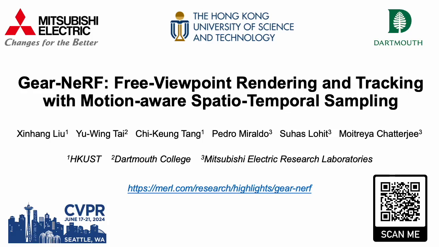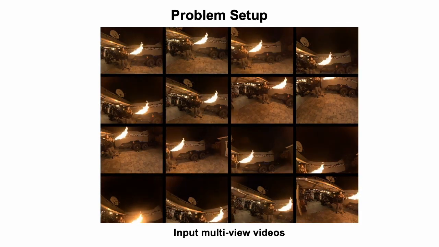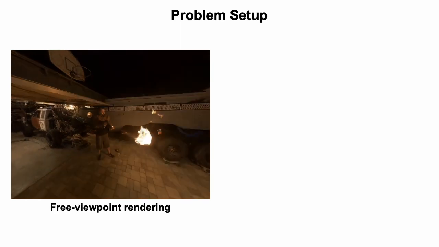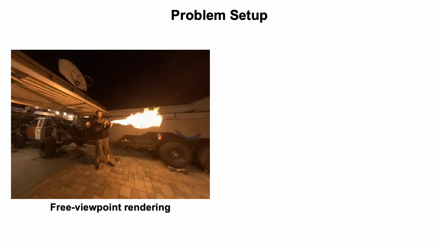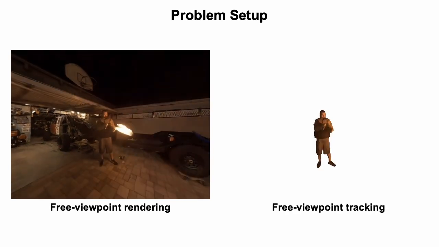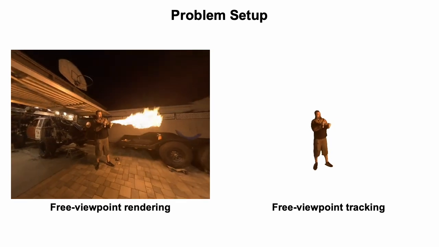We introduce Gear-NeRF, a dynamic scene representation that leverages semantic information from advanced image segmentation models for free viewpoint rendering and tracking. Our method takes RGB videos captured from a camera array as input. Our trained model achieves photorealistic free viewpoint rendering of dynamic scenes. What's more, with users giving simple clicks at any time and from any viewpoint, our method can perform free viewpoint tracking of the target object.